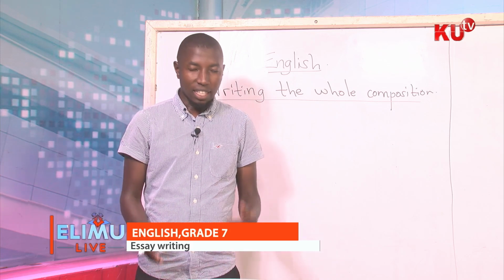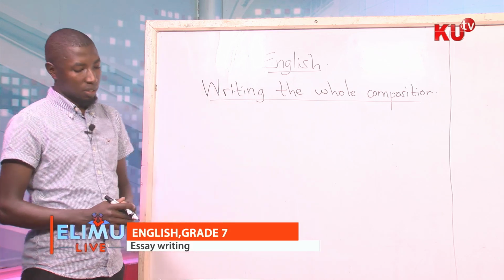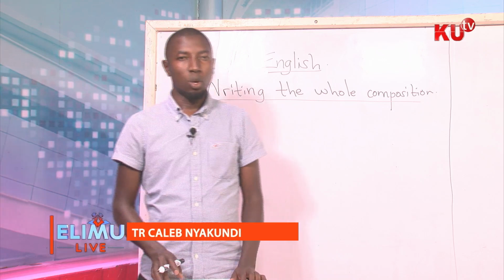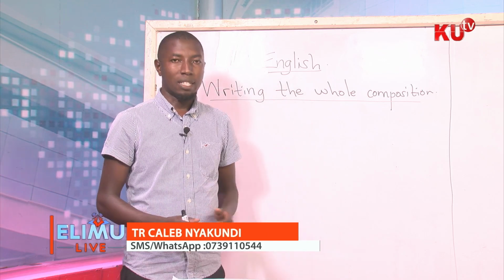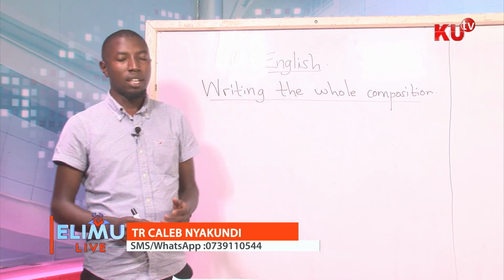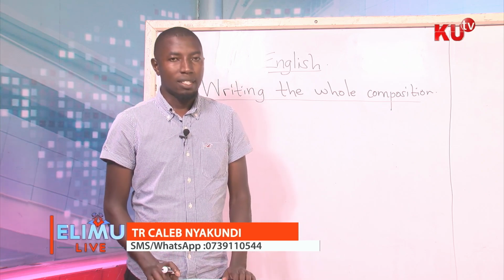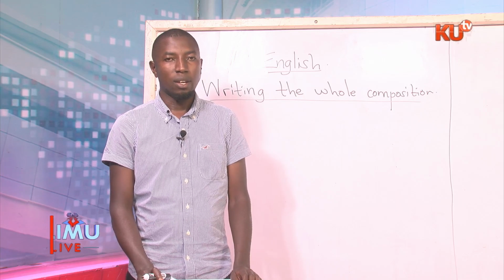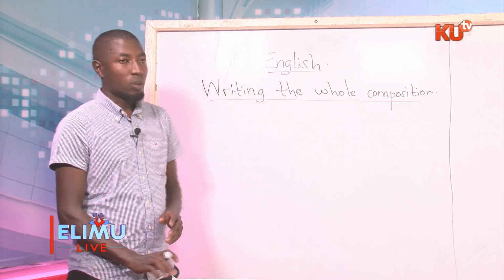So, dear students, about writing the whole composition, a composition basically has three parts when you use a classical structure. The three parts are the introduction, the body, and the conclusion. But I'm going to take you step by step on how you should draft these three main parts of a composition. And we are going to start with the introduction.